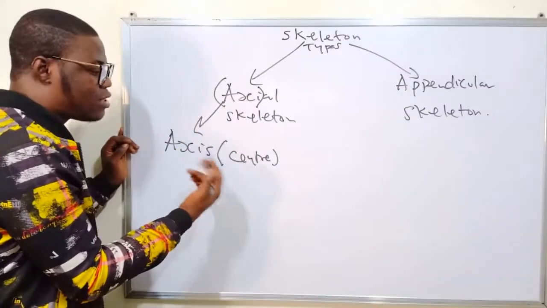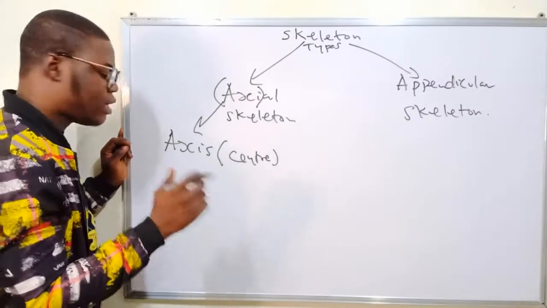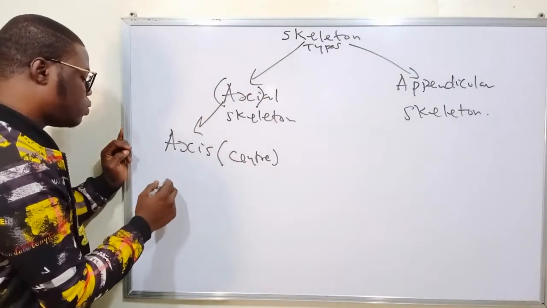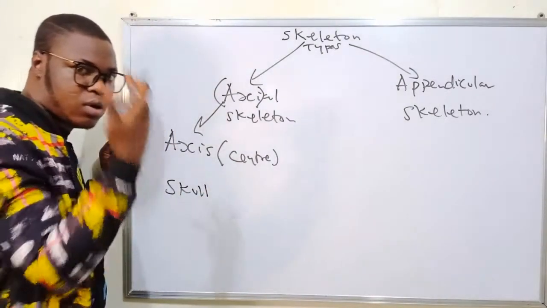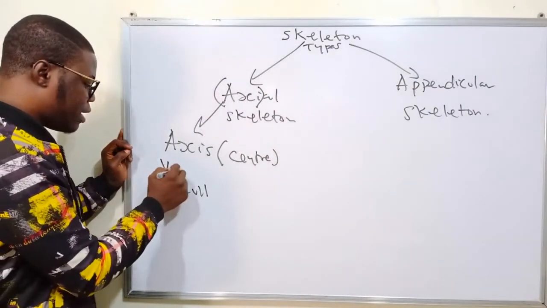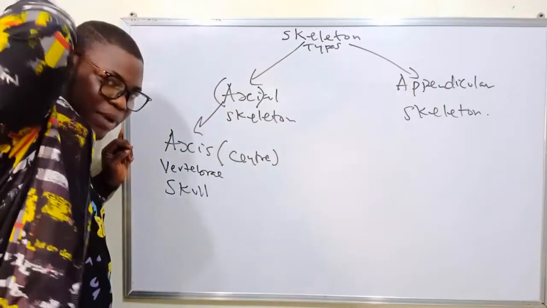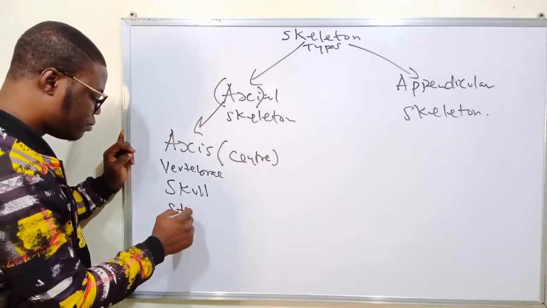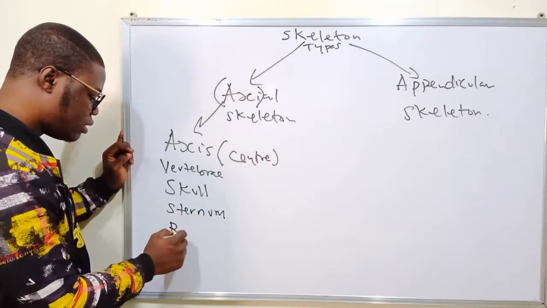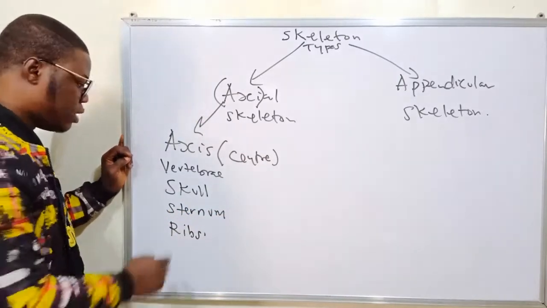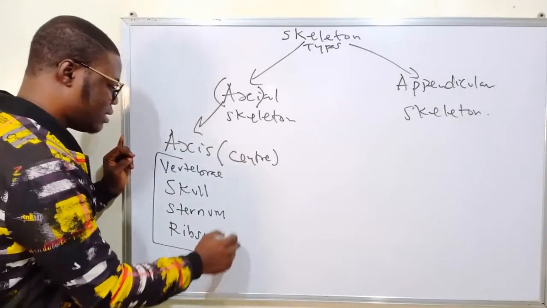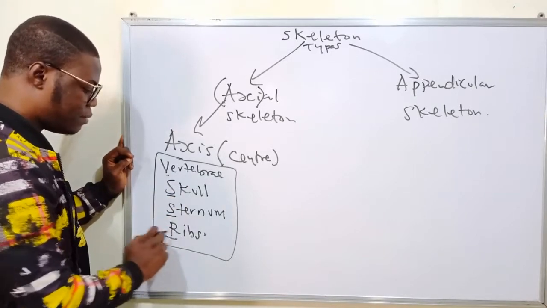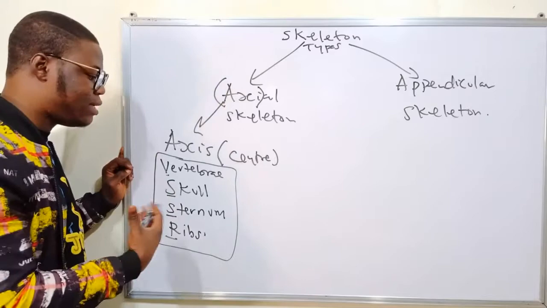So the axial skeleton makes up the center of the body. We said the acronym is VS and R. Let's start with the S: S is the skull. The V is vertebra, the backbones. Then one more S, which is sternum, and the R is the ribs. These are the axial skeleton within the body: the vertebra, the skull, the sternum, and the ribs. We are going to pick them one after the other and start explaining them later.